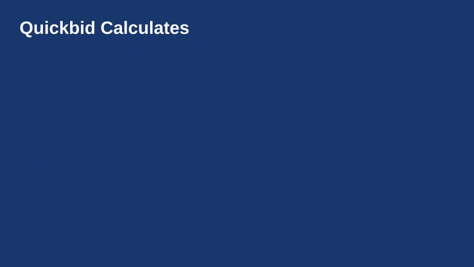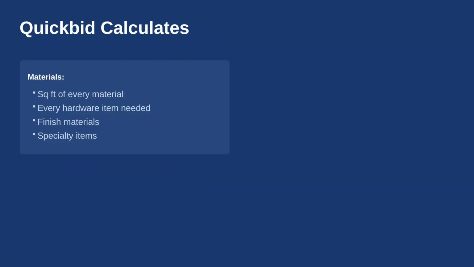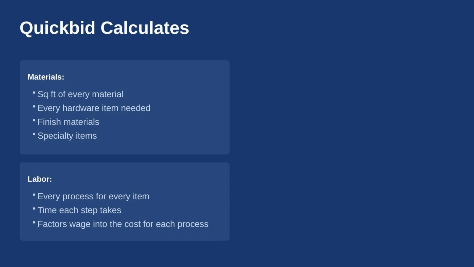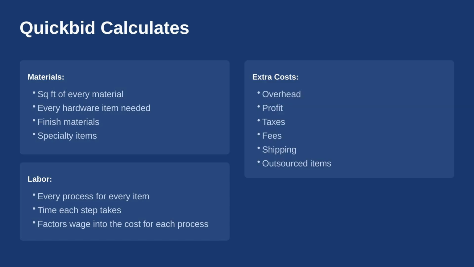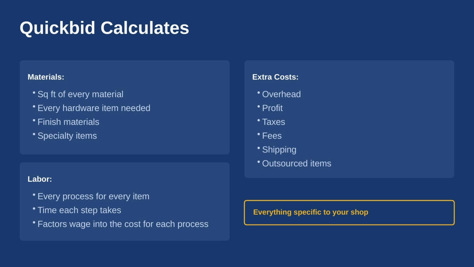Quickbid takes that information and calculates every bit of material needed, all the time and labor costs, even factoring in the different wages for different employee types, and all the extra costs related to each job. All of it specific to your shop.